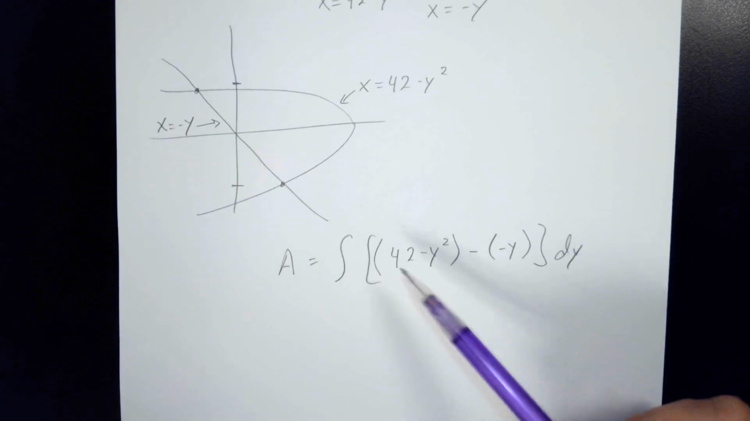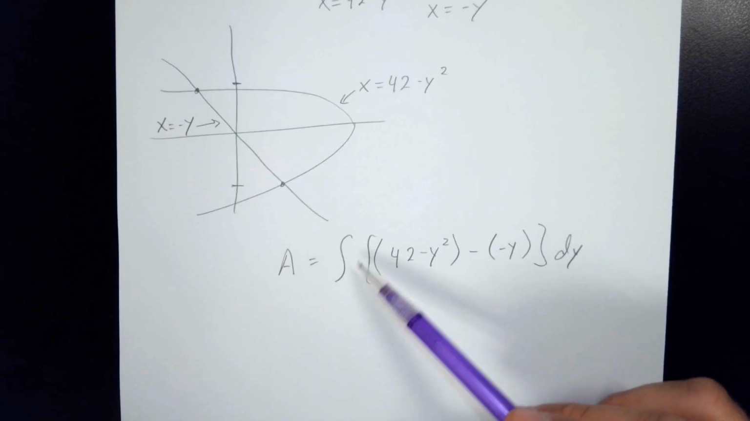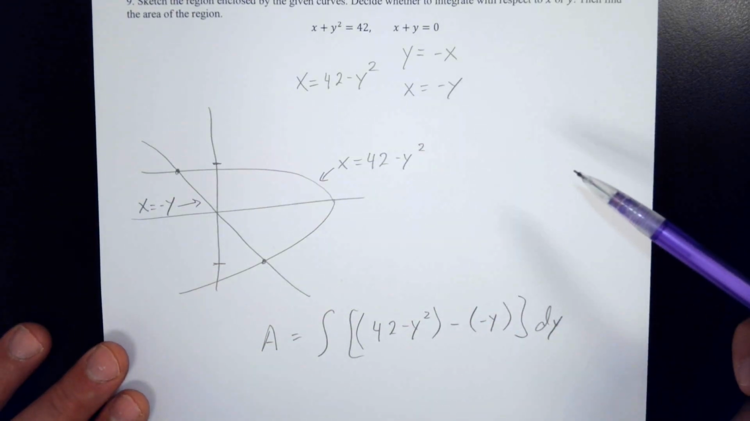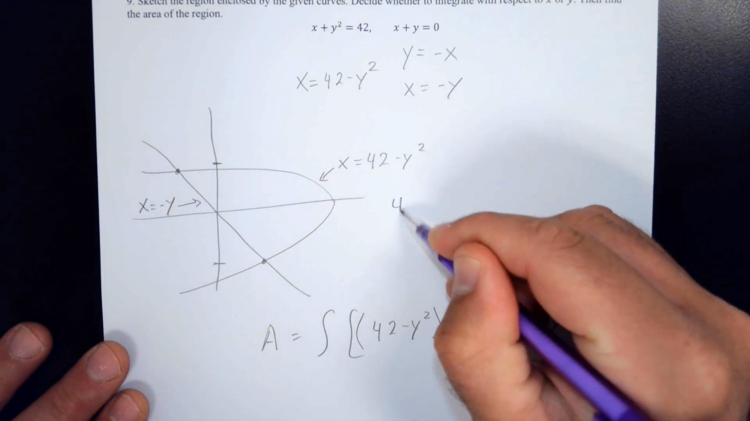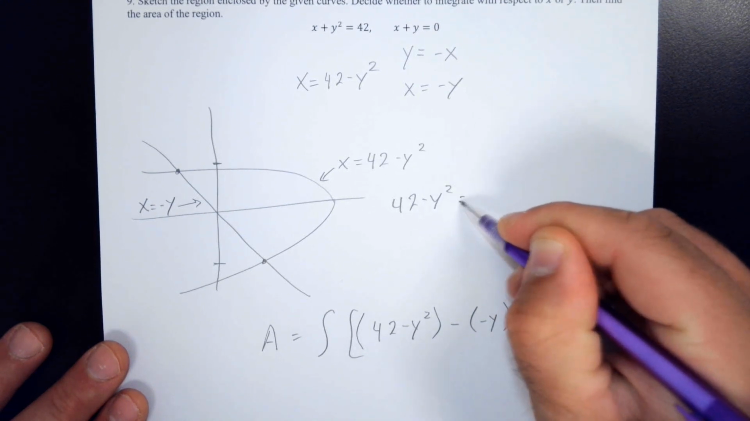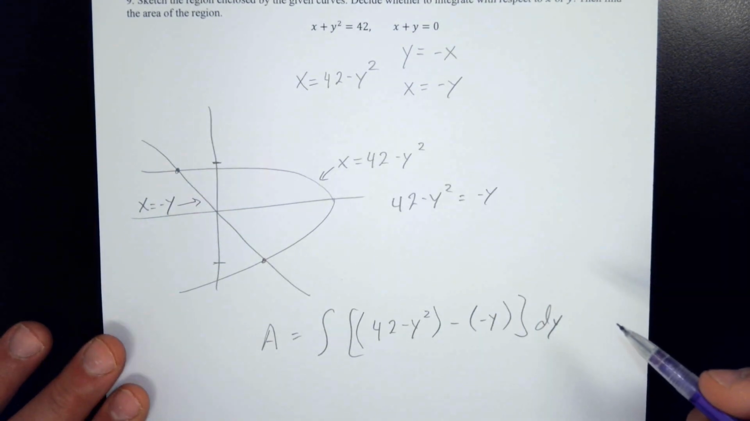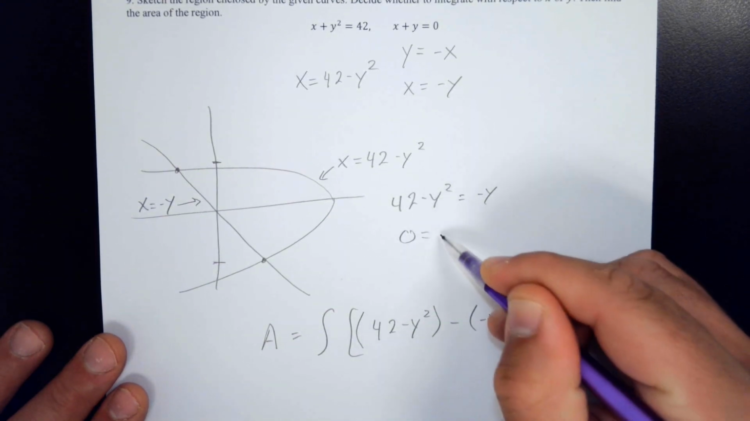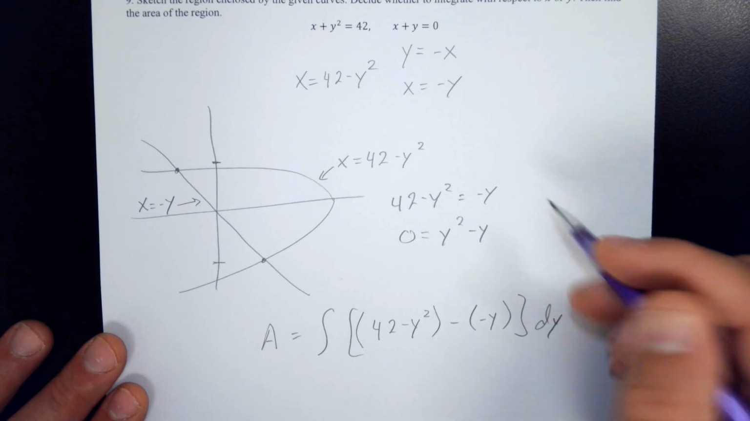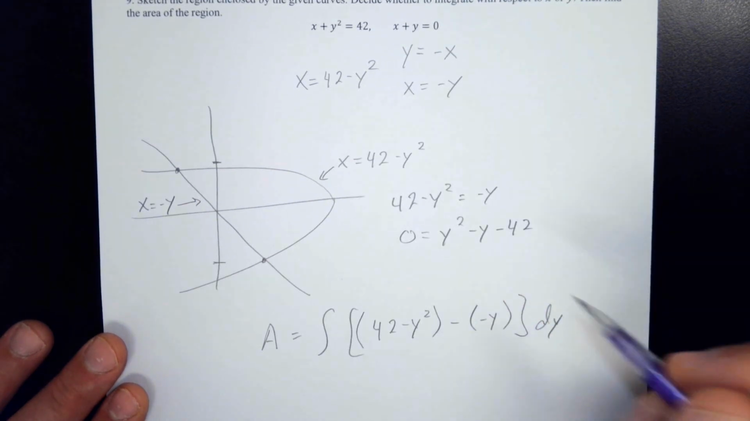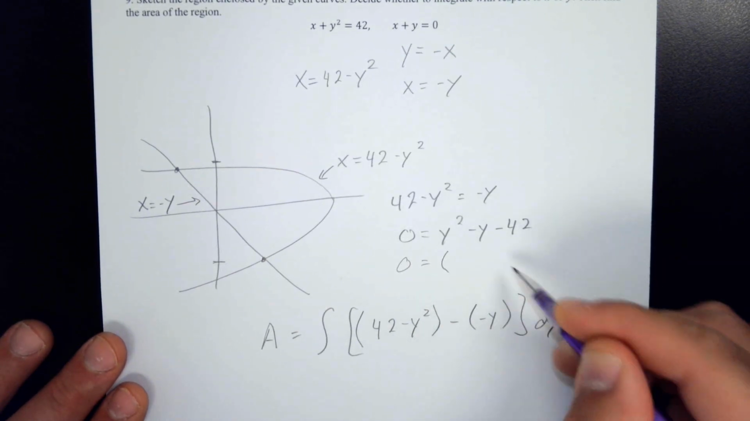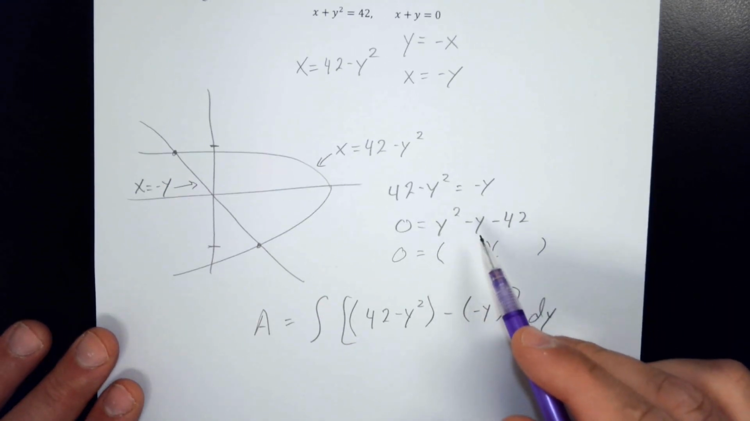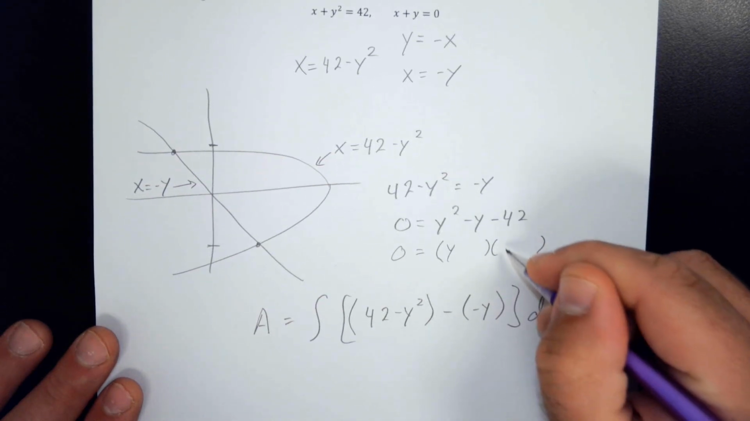Okay, the thing that I don't yet have in this problem, though, are those limits of integration, so I better figure out what that is. So what I'm going to do is I'm going to set these two functions equal to each other. So 42 minus y squared equals negative y, and try to solve. So I'll get everything over to the right side of the equation. So 0 equals y squared minus y minus 42, and looks like we can factor that.